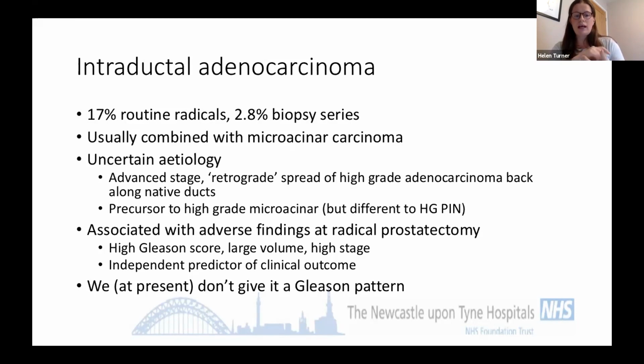It is associated with adverse findings at time of radical prostatectomy, such as a high concurrent Gleason score in the microadeno variant, large volume, high stage, and it is actually an independent predictor of clinical outcome. At the moment, we don't actually give it a Gleason pattern, so it's entirely plausible that you could get a core biopsy that has microadeno 3+3 and some intraductal. The Gleason score at the bottom of the report will still be 3+3, but you need to take note of the fact that intraductal carcinoma is present, because that is a high risk feature, and I would argue that the patient should be put either into the intermediate or even the high risk group.